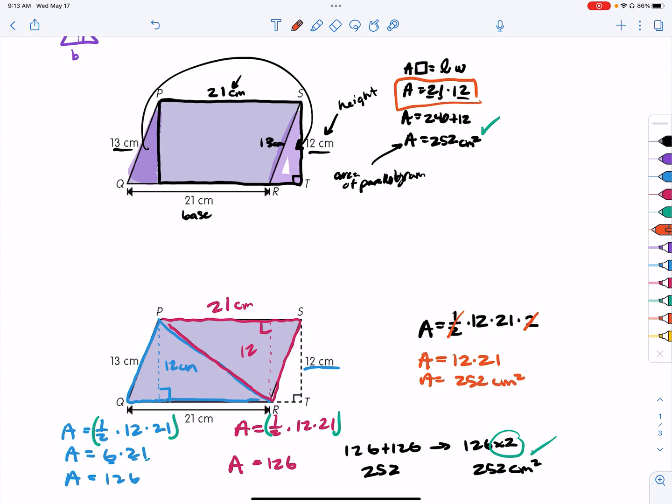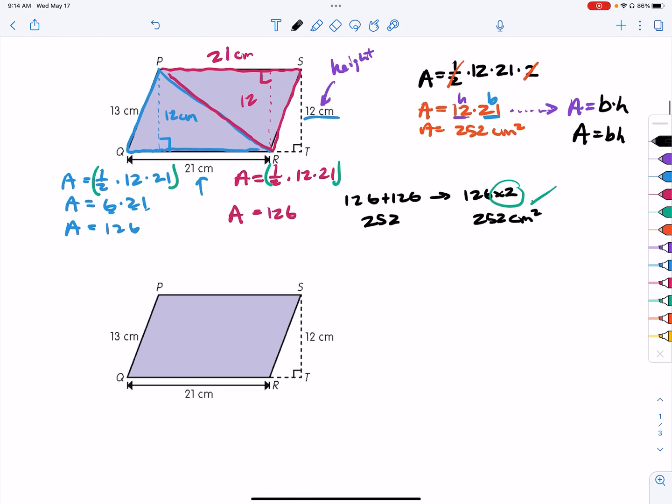So let's look at what these different numbers meant in the problem. So this 12 is our height. So it seems to reason that the area of a parallelogram is going to be equal to the height times, let's see, this 21 down here is our base. So our area of a parallelogram is equal to base times height. A equals BH.